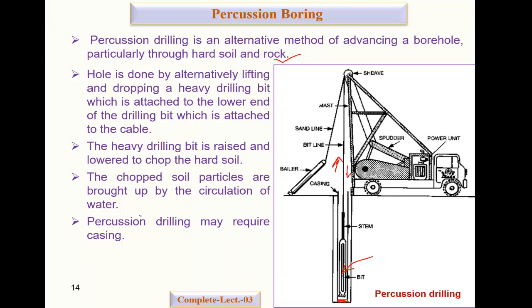The heavy drilling bit is raised and lowered to chop the hard soil. Even for hard soil we can do this. The chopped soil particles are brought up by circulation of water. Once you have the cuttings, we need to take them out, so again we can use water. We pressurize the water and take the slurry out, like we have seen in wash boring, right? But in hard soil it is not possible to cut by water alone, so that's why we need percussion.